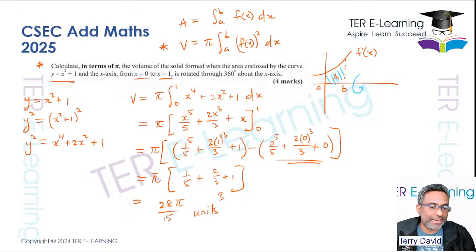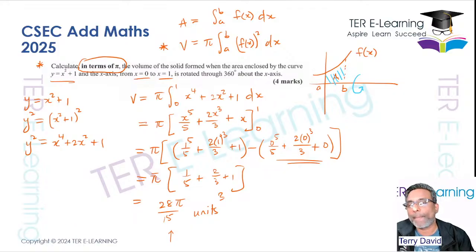Some of you give me the answers in decimals. You can if you want as well, but typically CSEC may tell you. The question says, in terms of pi. So make sure you put the answer in terms of pi.